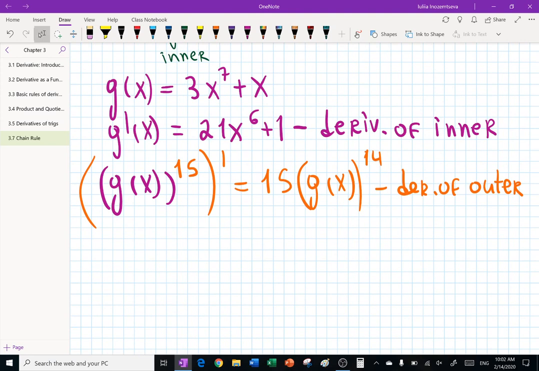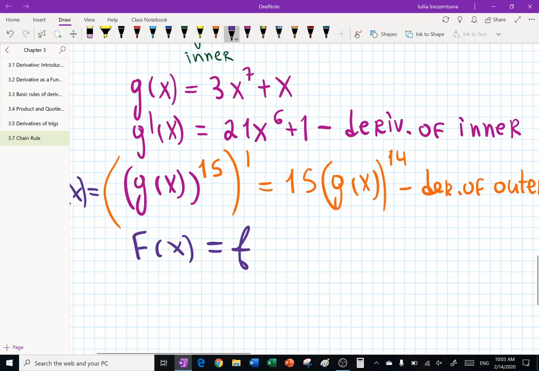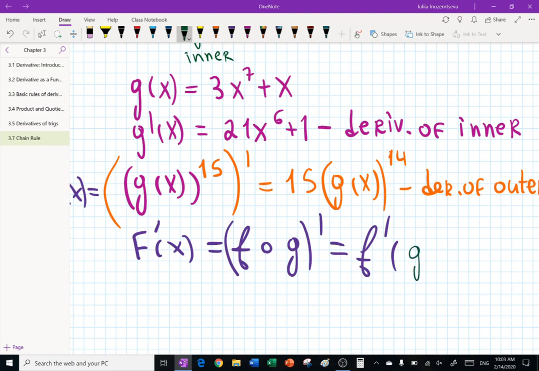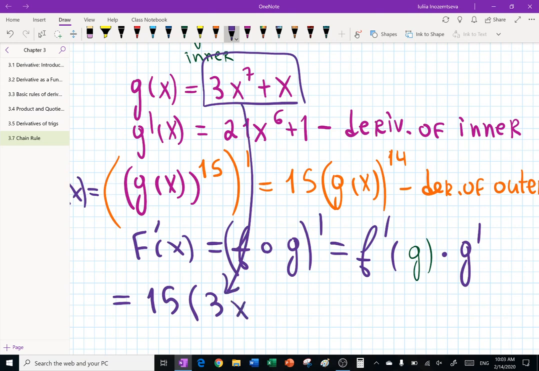And then you combine, you say that capital F of x, which was a composition of two functions. The outside was, let's call it f. So this is my f. Outside was f. Little circle means now inside is g. When I want to differentiate this composition, it will be a derivative of the function outside with the copy piece, g inside, times the derivative of g. And the result will be the same as what we just had. F prime is 15, copy G. Here it is. Copy G. 3x to the 7 plus x to the 14 times G prime. G prime is 21x to the 6 plus 1.